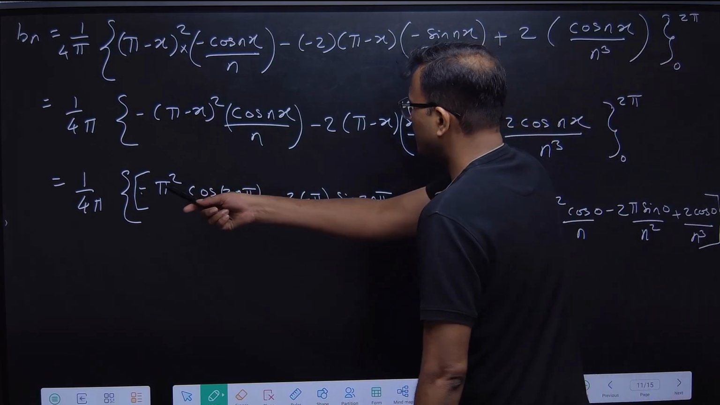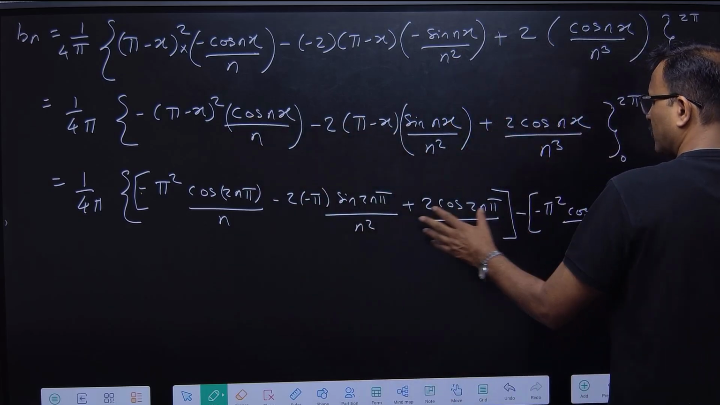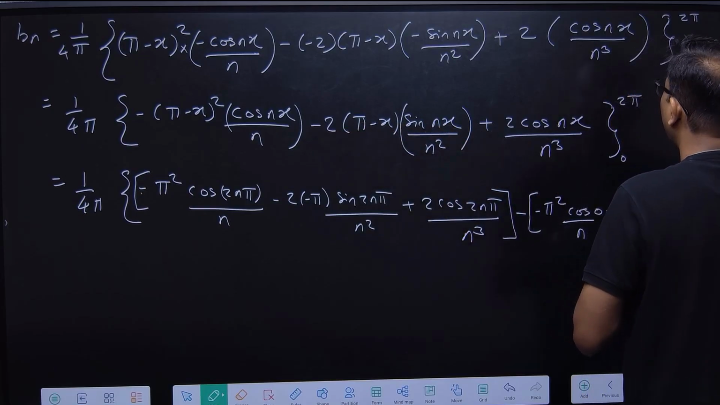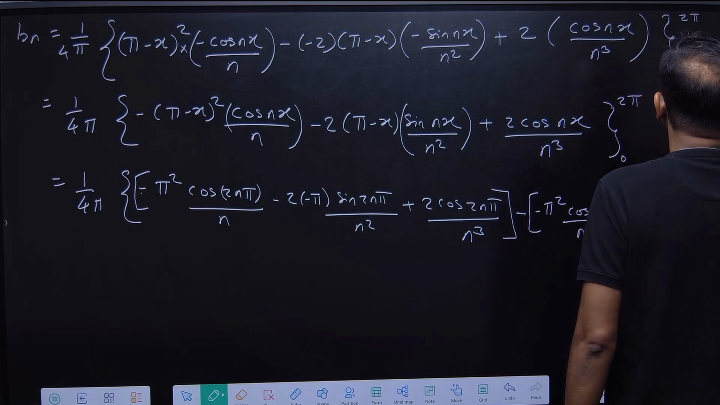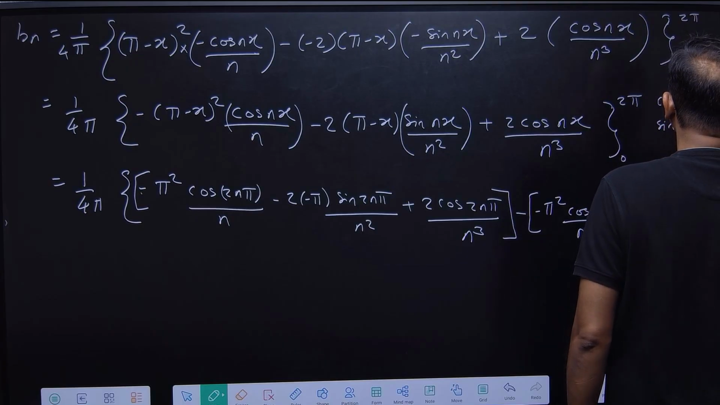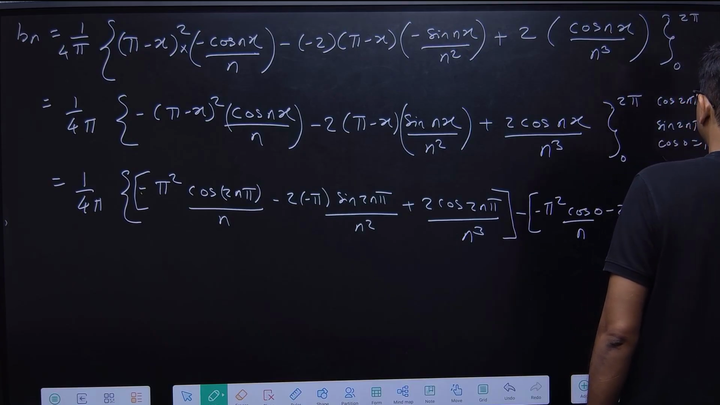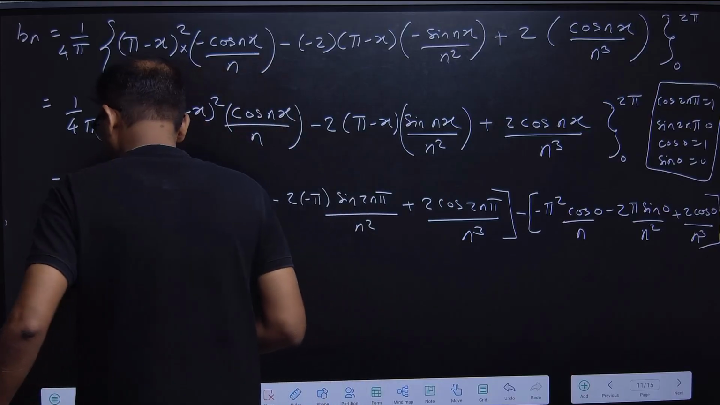First I substitute 2 pi wherever there was x. I got this first bracket, then minus the lower limit. So wherever there is x, we substituted pi. And remember, cos 2n pi is 1. Sine 2n pi is 0. Cos 0 is 1. And sine 0 is 0. So we substitute the respective values and then simplify.